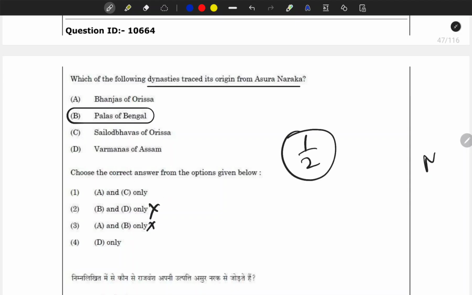For me, this was a moderate question. Even if I don't know about Asura Naraka and which of these actually trace their origin from him, I'll still be able to answer this question. Maybe 50-50, but I'll be able to get at least closer to the option. So actually this D option is correct.